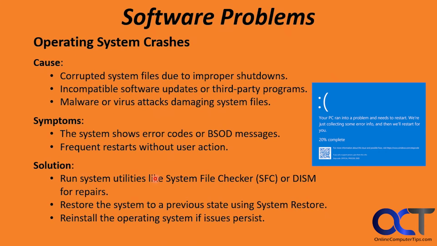All right, now let's talk about operating system crashes. Some of the causes could be corrupted system files due to improper shutdown, and there are some things you can run to check on that. You might have incompatible software updates or third-party programs that are causing problems. And once again, malware or virus attacks can corrupt your system files. Operating systems can also show blue screen of death messages or frequent restarts without user action. Once again, this is a symptom of hardware or software problems.